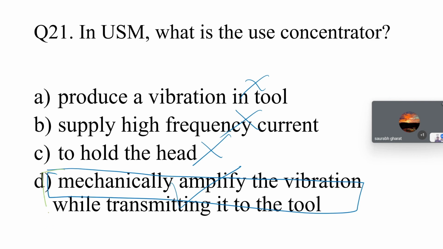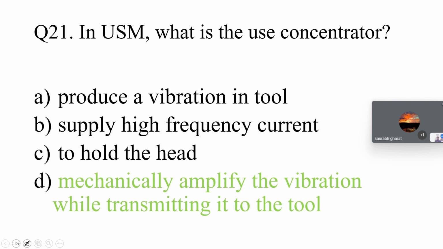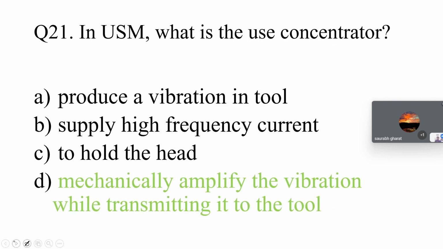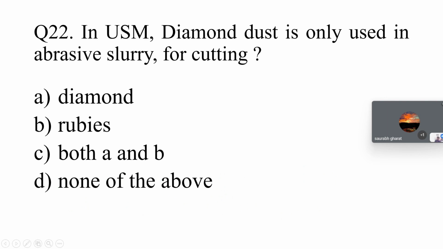Concentrated, okay. So you see, everything is for these reasons. To increase the transmission, you are using the concentrator as an amplifier. Okay. So again, in ECM, diamond dust is only used as an abrasive slurry for cutting.